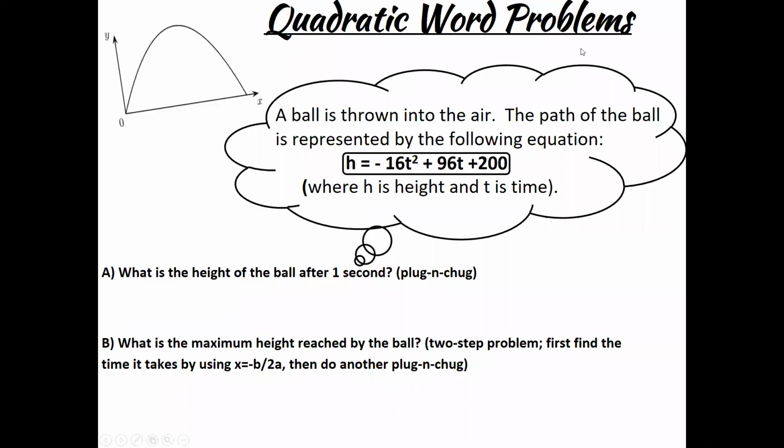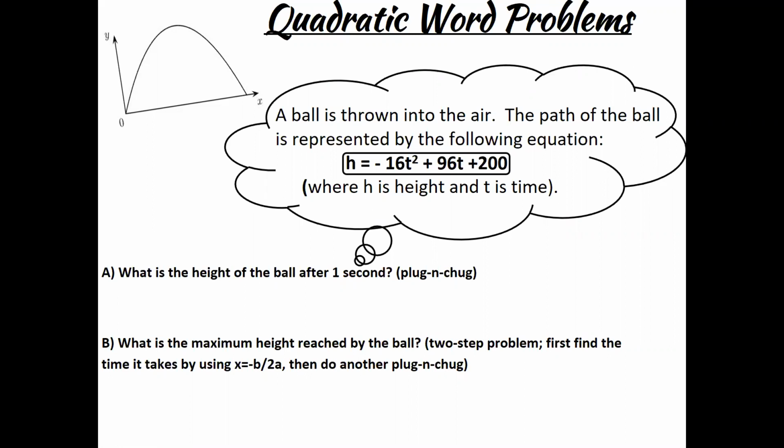Our second lesson for today is quadratic word problems. So first example, a ball is thrown into the air. The path of the ball is represented by the following equation. H, which is your height, equals -16 times t squared, where t is our time in seconds, plus 96t plus 200.